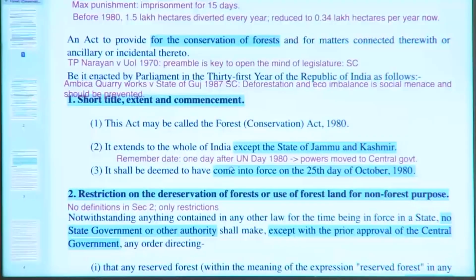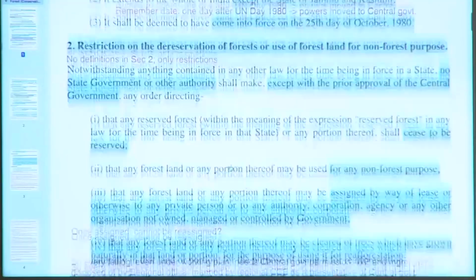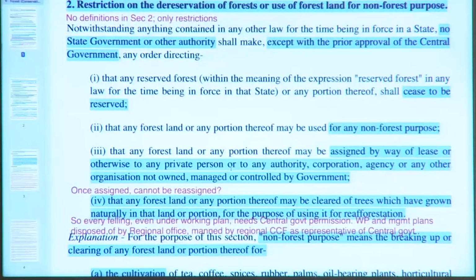Then we also had a look at the Forest Conservation Act, which section 2 says restriction on de-reservation of forest or use of forest land for non-forest purpose. So, here also it says that there is a restriction, there is not a ban. If you want to use it for a non-forest purpose, if you want to deforest certain portion, it has to be done under certain provisions.